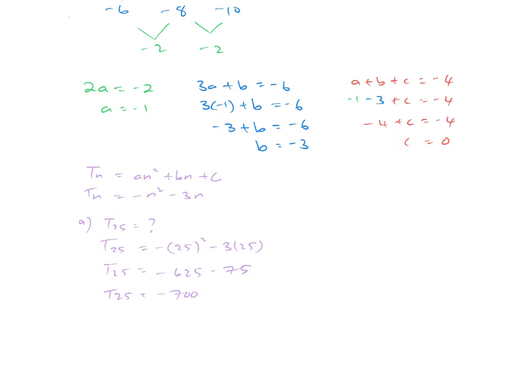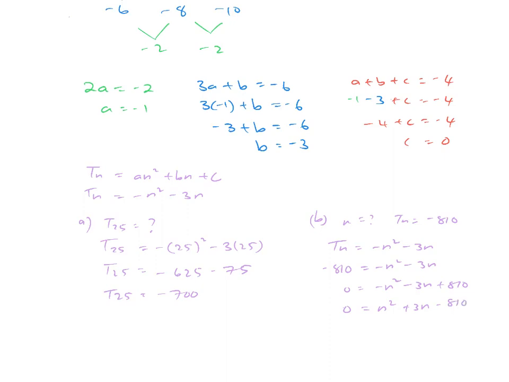Okay, and then question B there, they ask you, which term is equal to, when Tn is equal to, what did they say? Minus 810. So therefore, general term, minus n squared minus 3n is equal to minus 810, so minus n squared minus 3n plus 810 is equal to 0. It's quadratic, right? I don't like a negative leading coefficient, so I would just divide every single term by minus 1. So it's n squared plus 3n minus 810.